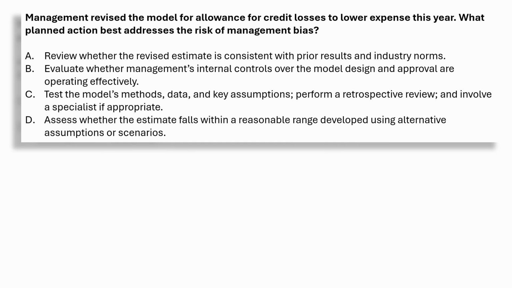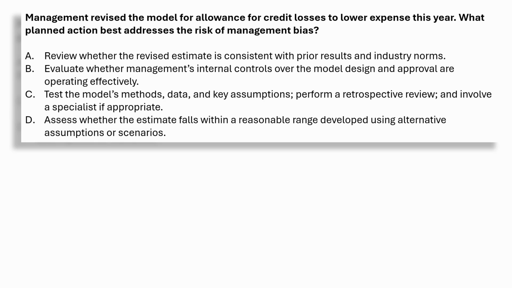Next question. Management revised the model for allowance for credit losses to lower expense this year. What planned action best addresses the risk of management bias? Option A, review whether the revised estimate is consistent with prior results and industry norms. This is a nice to do, but not enough. Why? Because management can cherry-pick assumptions that look normal, but are still biased in subtle ways.